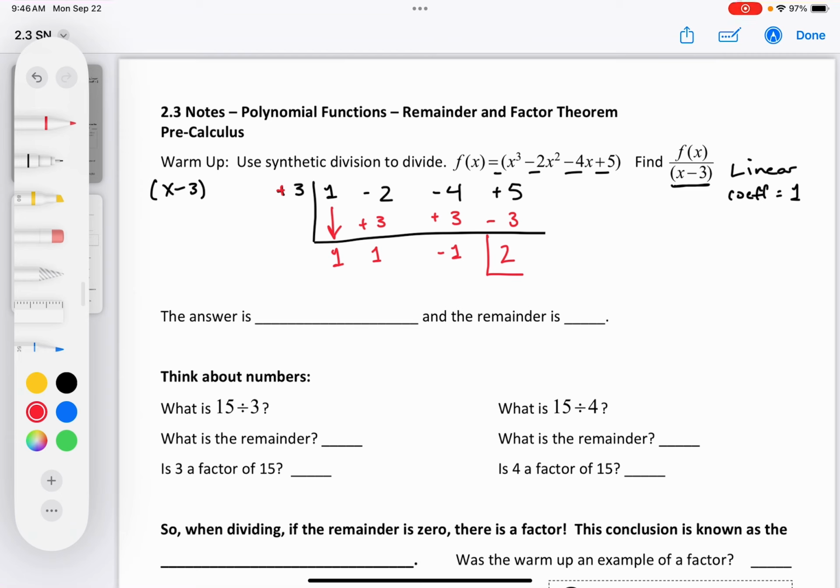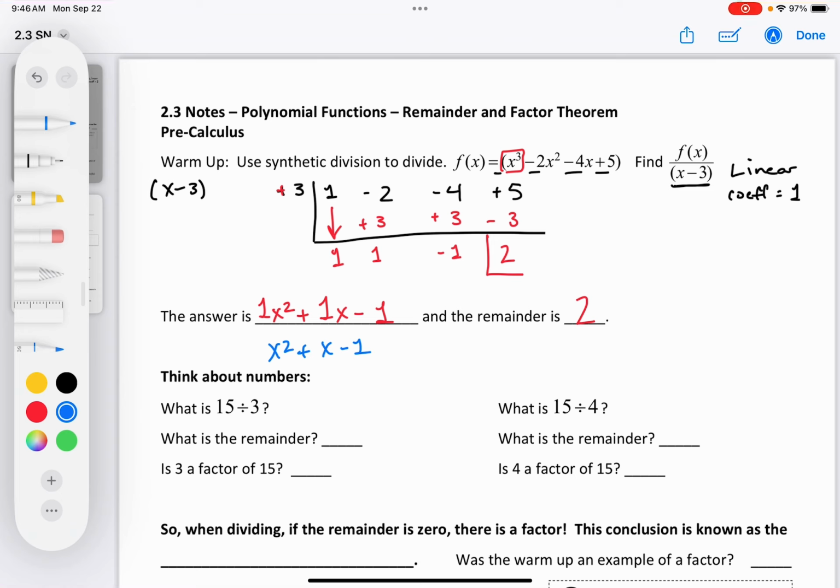And so the way we would write this is we would find our highest degree, which is x to the third, and our answer will start with 1 less than that. So it's going to be 1x squared plus 1x minus 1, and the remainder is 2. You could also write that without the ones. But we have 2 left over. We have a remainder of 2.